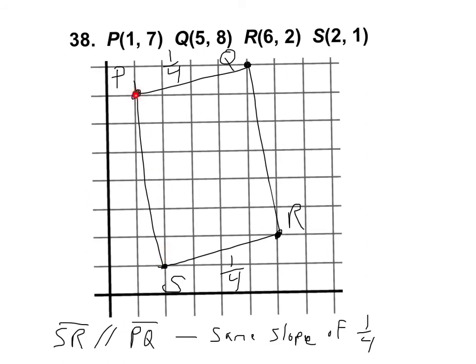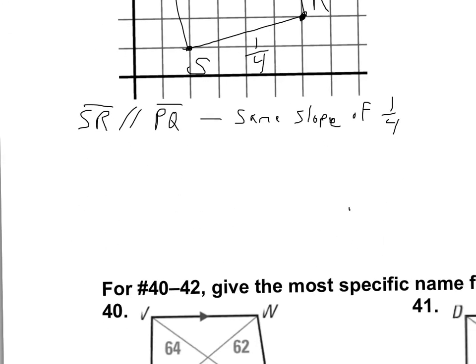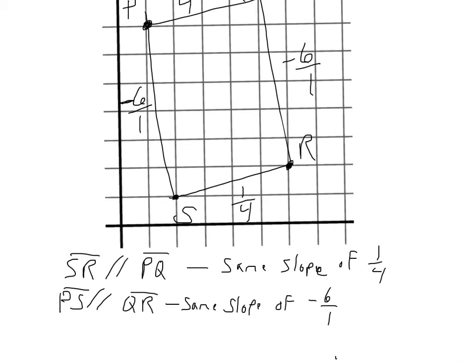So if I'm going to count the slope of this line, first of all, know right away that this will be negative. It's going down from left to right. So I'm going down 1, 2, 3, 4, 5, 6 and over 1. So that has a slope of negative 6 over 1. I'm going to bet the other one is the same. Let's count it. Down 1, 2, 3, 4, 5, 6 and over 1. Yep. So we'll also say that PS and QR are parallel, and they have the same slope of negative 6. Negative 6 over 1.